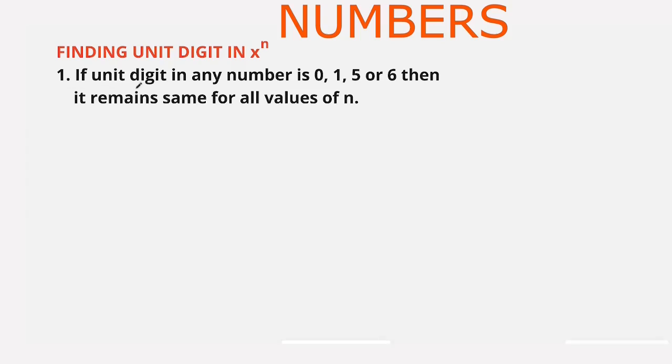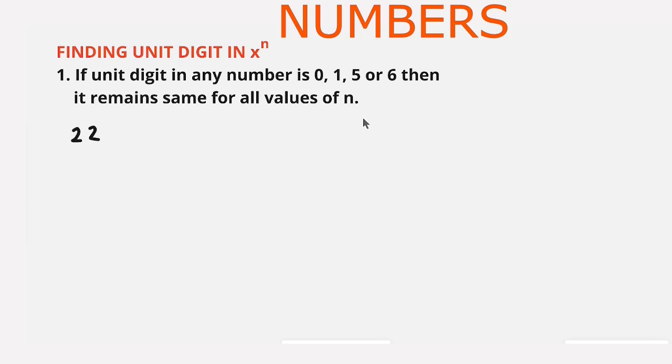Point 1. If the unit digit in any number is 0, 1, 5 or 6, then it remains the same for all values of n. Whatever the power of n in any number which has 0, 1, 5 or 6 in the unit place, on solving, the unit digit will remain the same as 0, 1, 5 or 6. We will see it from various examples.